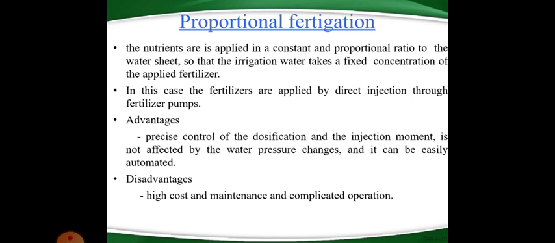Now comes proportional fertigation. The nutrients are applied in a constant and proportional ratio to the water sheet so that the irrigation water takes a fixed concentration of the applied fertilizer. In this case, the fertilizers are applied by direct injection through fertilizer pumps, and advantages are precise control of the dosification, and the injection moment is not affected by the water pressure changes and it can be easily automated. Disadvantages are high cost and maintenance and complicated operation.